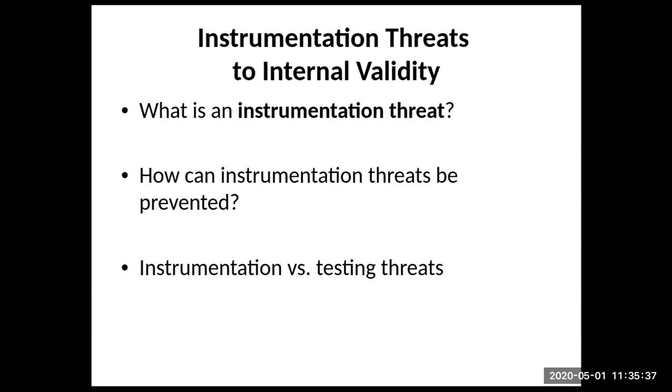So how can instrumentation threats be prevented? Make sure to recalibrate if needed. Make sure to check the instruments. Make sure that the person who is coding is just as lenient or just as strict from beginning to end. And then looking at instrumentation versus testing threats. Instrumentation has to do with the person measuring the outcomes. Testing threats has to do with the participants being exposed to the same things over and over again.